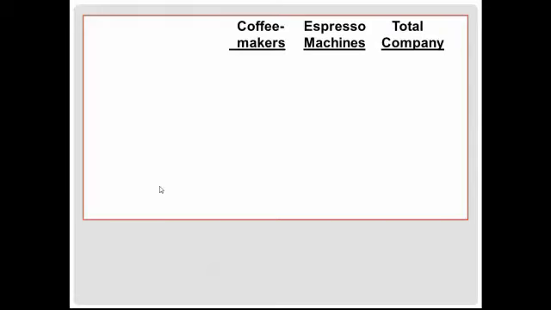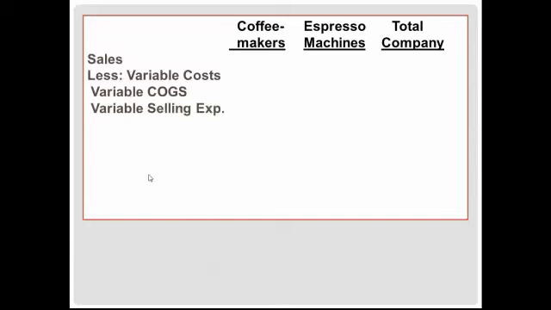So when we prepare segmented income statements, we'll create a column for each of them, and then we may want to also have a total company column. Also, we'll start with the contribution margin format, meaning we'll take sales minus variable costs. And in the problem, you saw that there were two variable cost types. Variable production costs would mean variable cost of goods sold would need to be determined. And then there was a sales commission, and so that's our variable selling expense. So sales minus variable cost is equal to contribution margin.